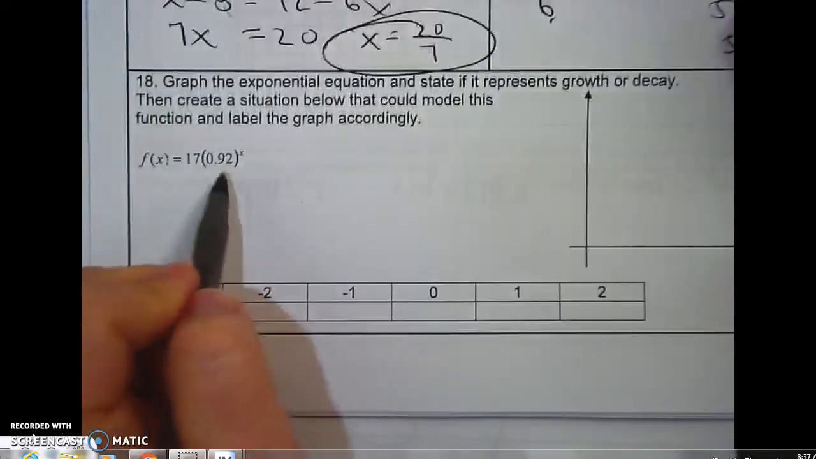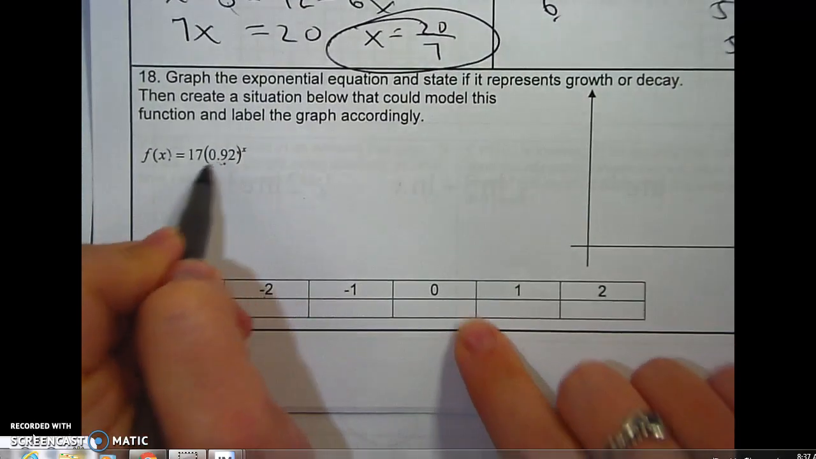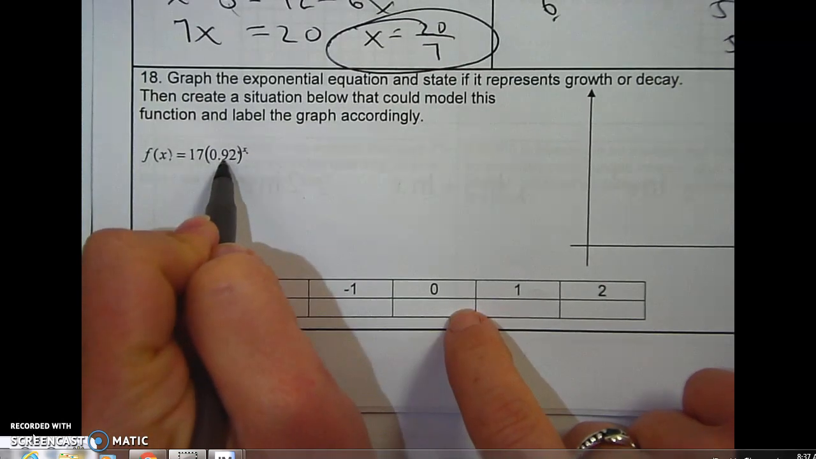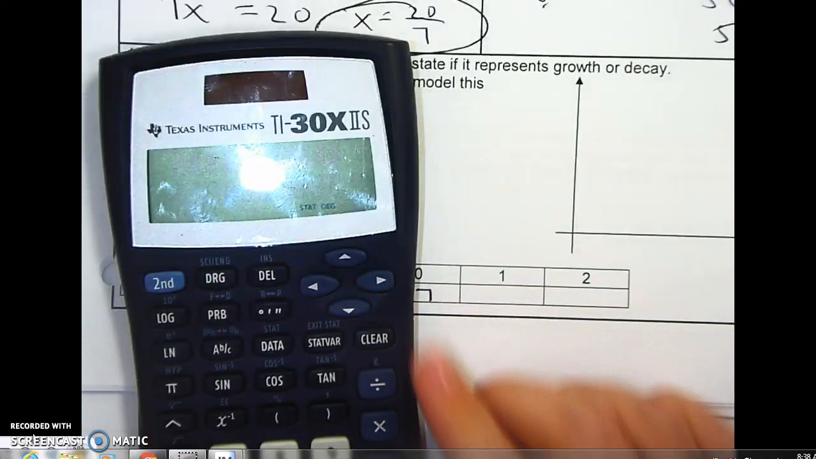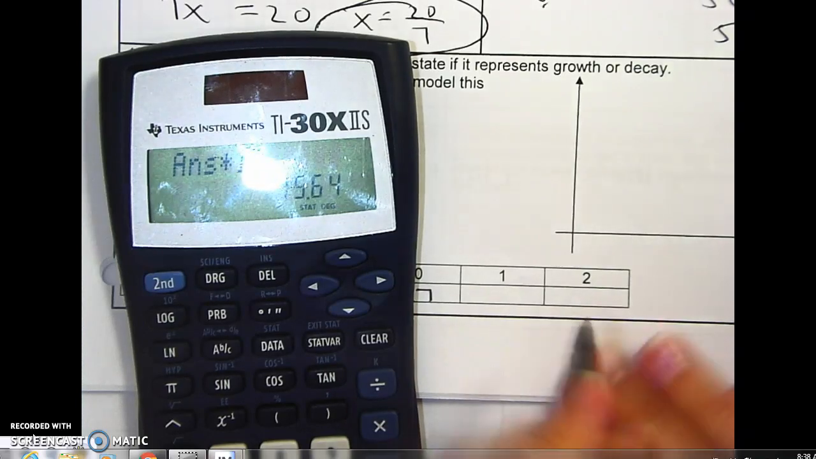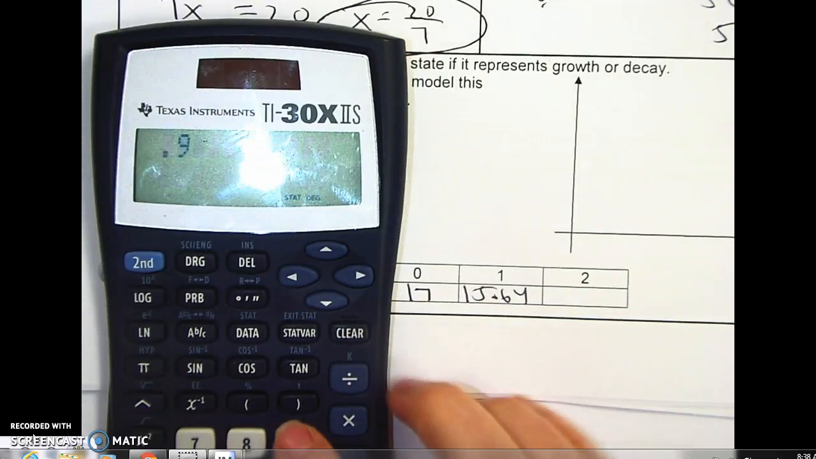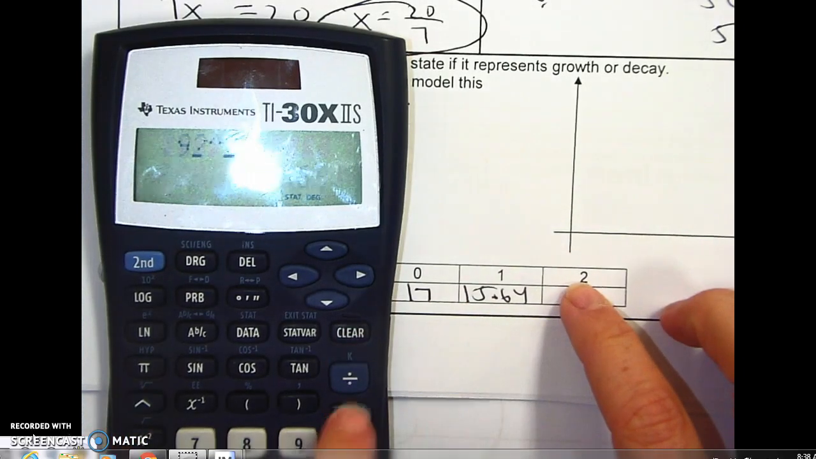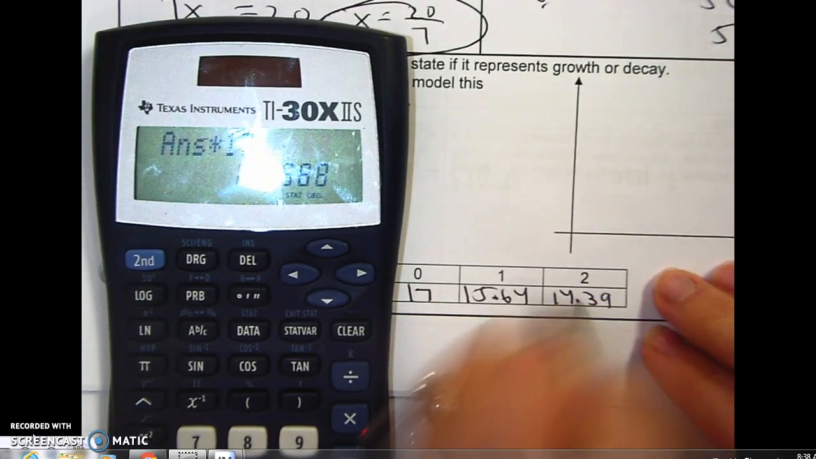All right, next one. What I'm going to do here is I'm going to plug in these values. Fine, use your darn calculator. I'm okay with it. But I know that anything to the 0 power is 1 times 17 is 17. So now in this case, I'm just going to go 0.92 to the first power, which I know is that, times 17, 1564. Remember, round to the nearest hundredth. Then I'm going to go 0.92 squared times 17, round to the nearest hundredth, 1439.